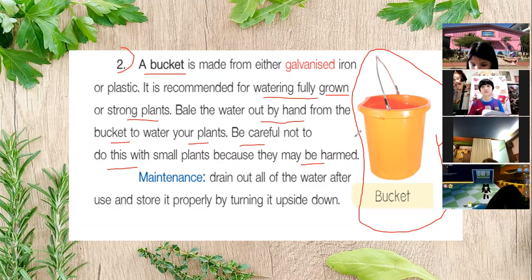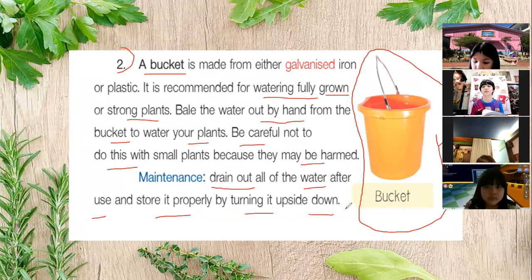All right, how are you going to maintain and take care of the bucket? It's quite simple. Just drain out all of the water after use and store it properly by turning it upside down. Once you are done with the watering, if there is remaining water, just drain it, throw it somewhere, and then put the bucket upside down. So this is how you can maintain a bucket.